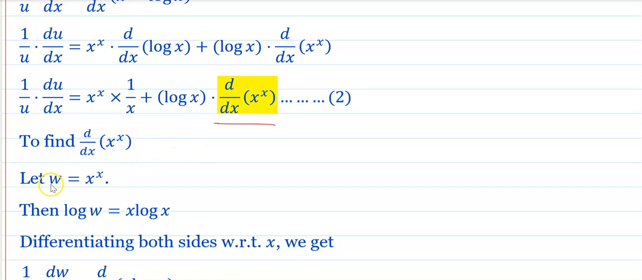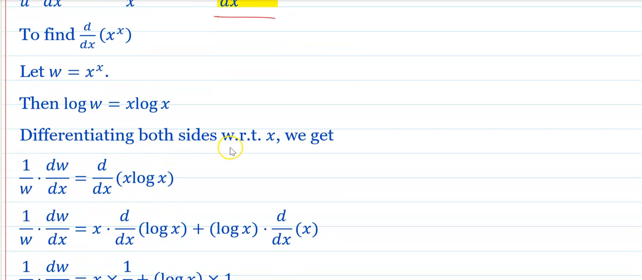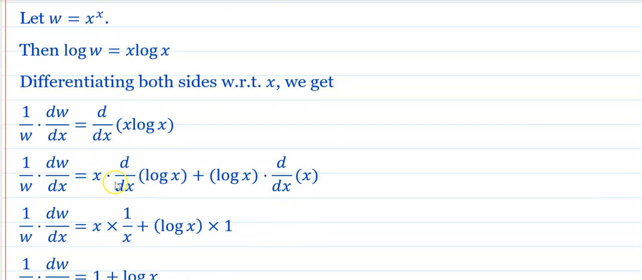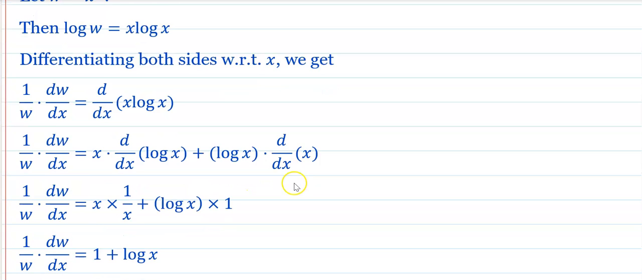That is, let w equal x raised to x. Take log on both sides again. Therefore log of w is equal to x times log x. Now differentiate this with respect to x. Then you will get 1 upon w dw by dx equals d/dx of x log x. Now first x as it is, d/dx of log x, plus log x as it is into d/dx of x.